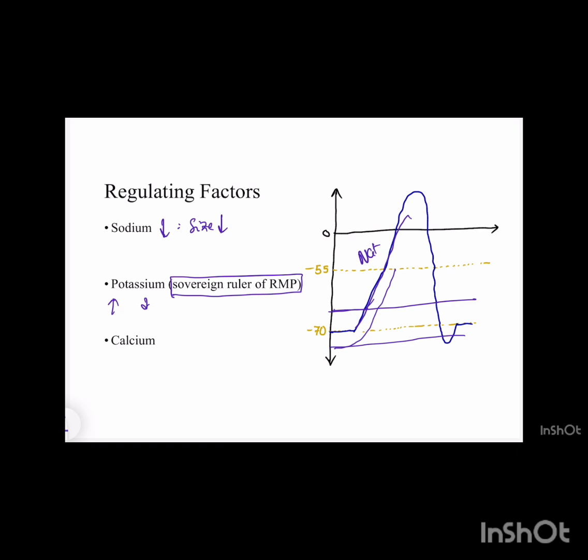Then last is calcium. In case hypocalcemia occurs, it reduces the threshold potential, so it is easier to reach and our neuron is hyperexcitable. Why? Because calcium stabilizes the membrane. Calcium has membrane stabilizing effect. So if we have reduced calcium, the threshold is also reduced and our membrane is hyperexcitable. And in case of hypercalcemia, it decreases excitability by making the membrane more stable. Just the opposite.